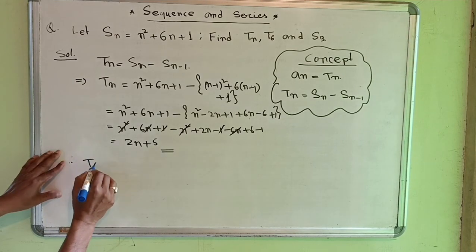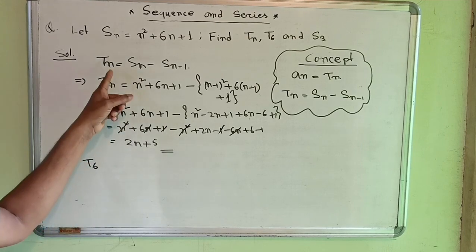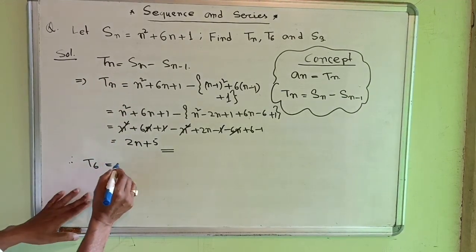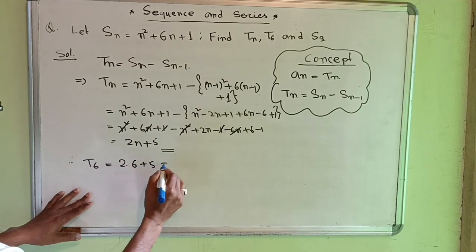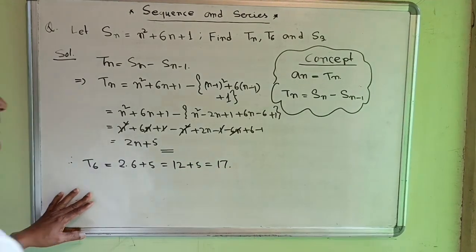Next, we have to find T6. Therefore, T6 is nothing but put n equal to 6. Then we get 2 into n is equal to what? 2 times 6 plus 5. This is equal to 12 plus 5. This is equal to 17.